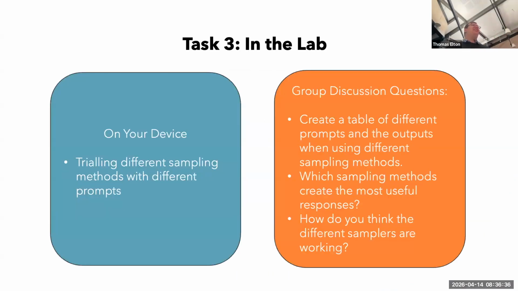Why am I mentioning this now? Well, the reason is I've not told you how these different sampling methods work. I want you to play around with these different sampling methods with different sentences and try to hypothesize what is going on here. I want you to hypothesize which sampling methods create the most useful responses. And then this is going to lead you to maybe start thinking about how these different samplers work. I think this is a very important skill to develop. On your own device, you're going to be interacting with these different sampling methods.